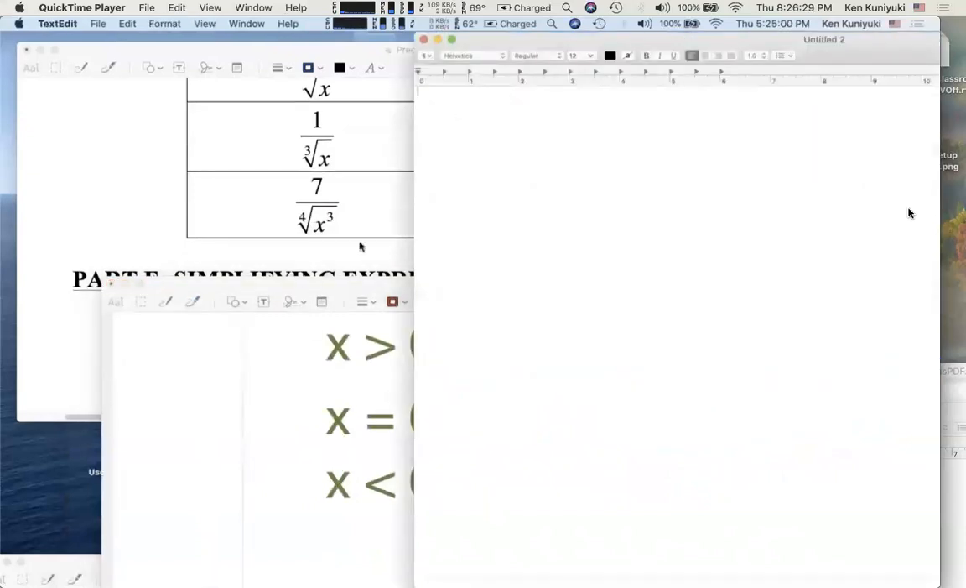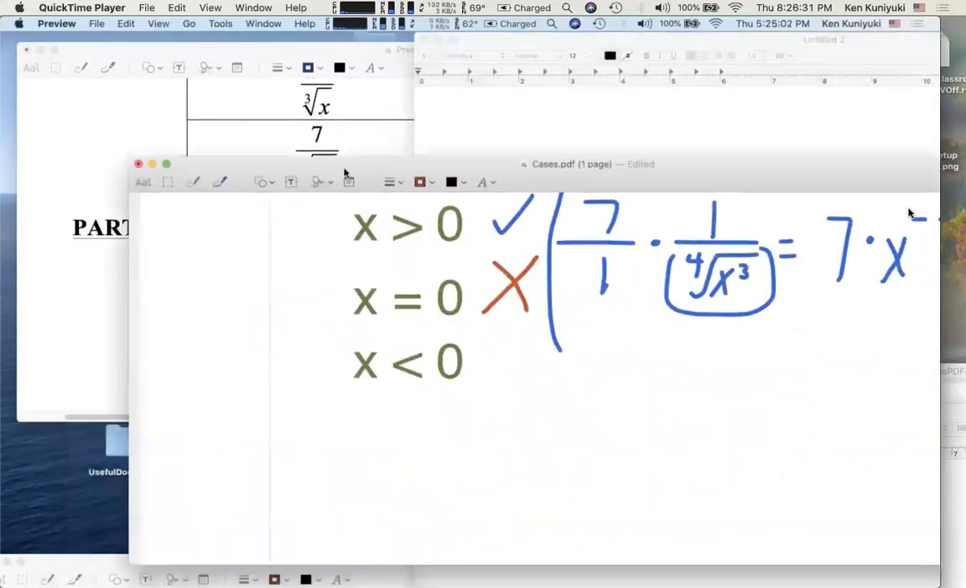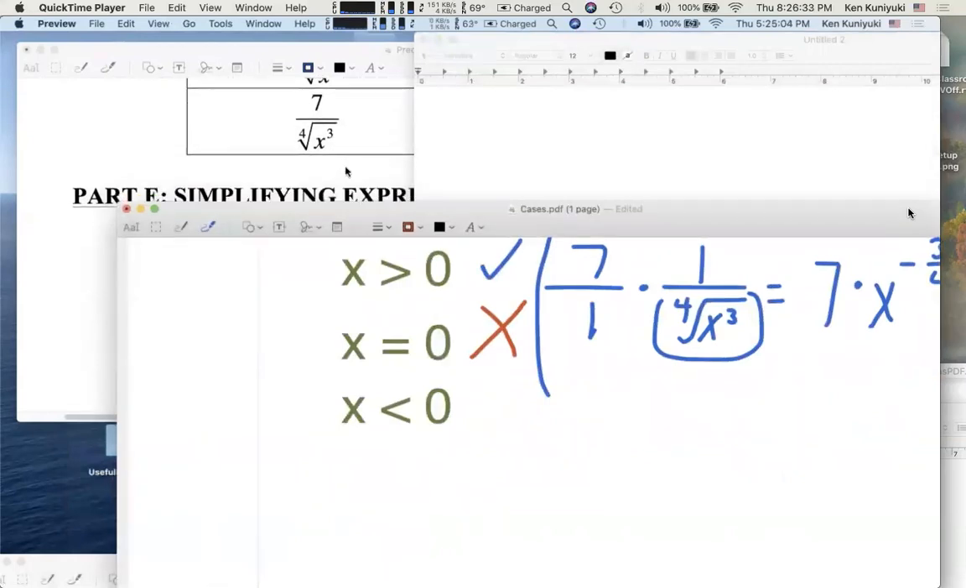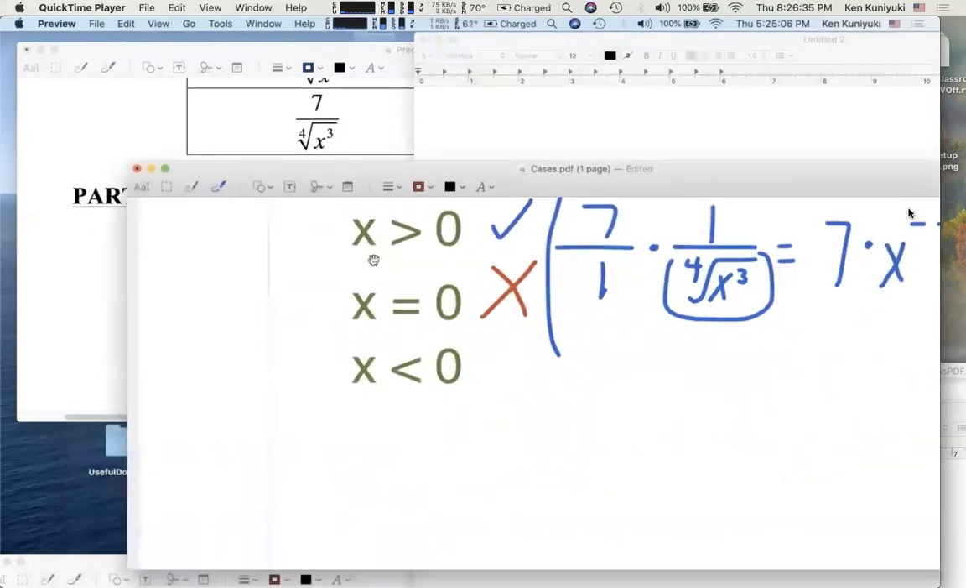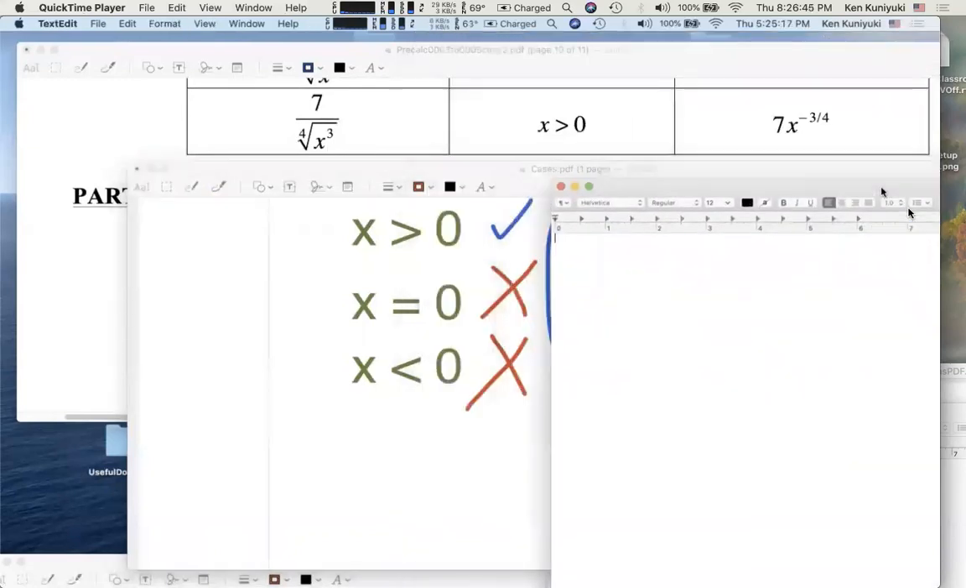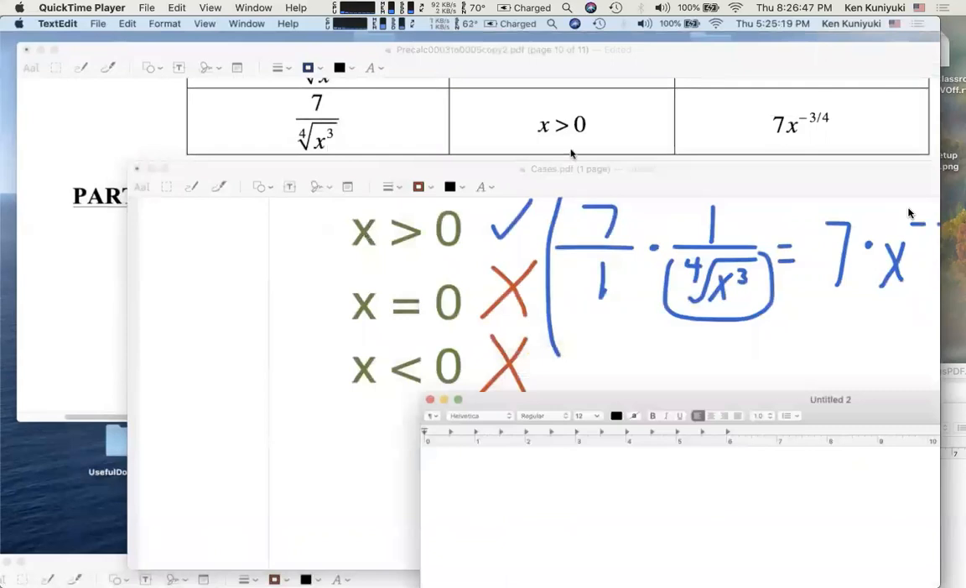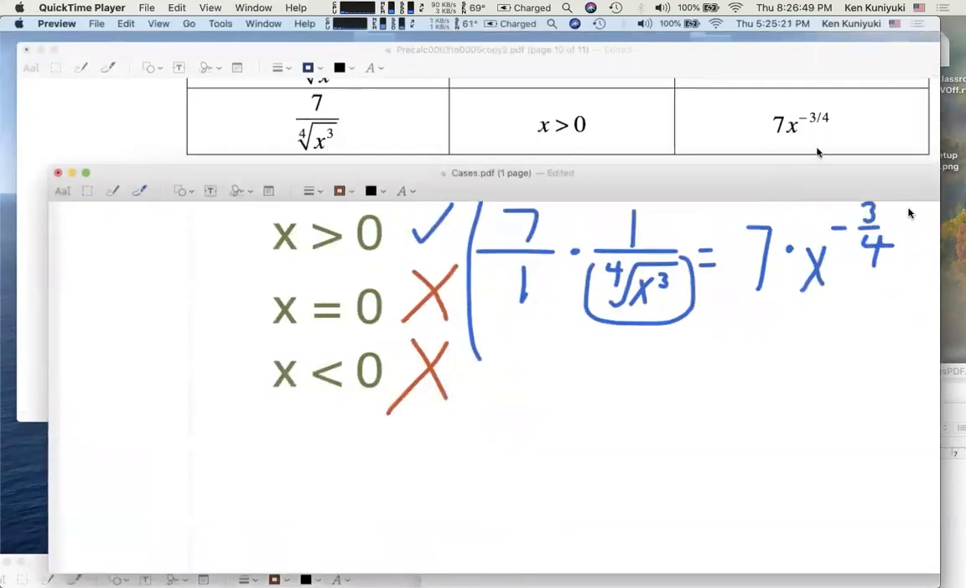What about x being negative? How about that? X being negative. Well, the cube of a negative number is negative, but then the fourth root of a negative number, that's no good. X has to be positive. 7x to the negative 3/4.